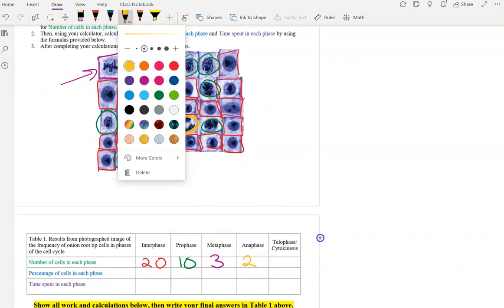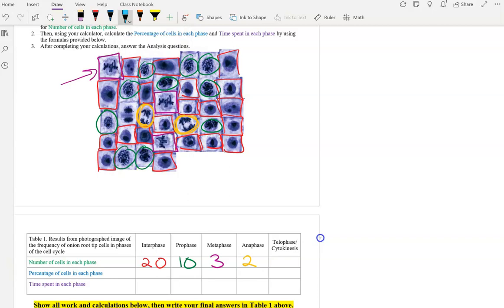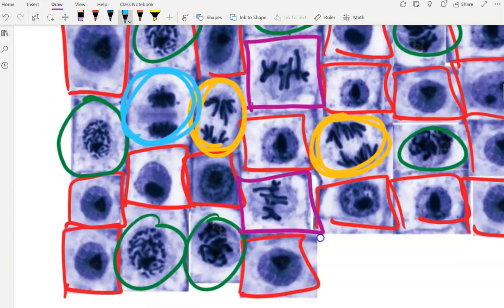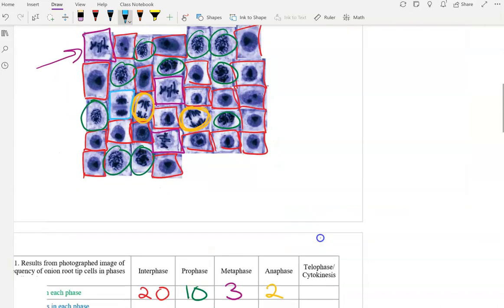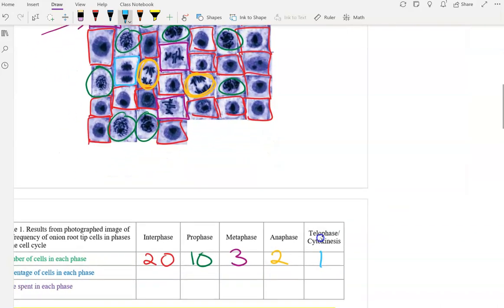And then the last phase we have is telophase/cytokinesis. And that's going to be this guy right here. You can start to see telophase, think 2. You could start to see 2 cells forming. And then eventually this will completely split and form 2 new cells. And we only have 1 of those.